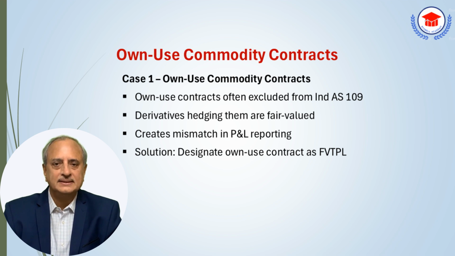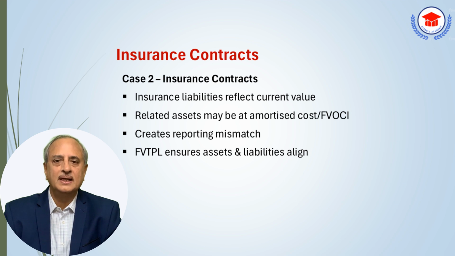To resolve this, the entity can designate the own use commodity contract as FVTPL. Now, both the contract and the derivative are measured at fair value, eliminating the inconsistency and providing clearer information. Now let's talk about insurance contracts.